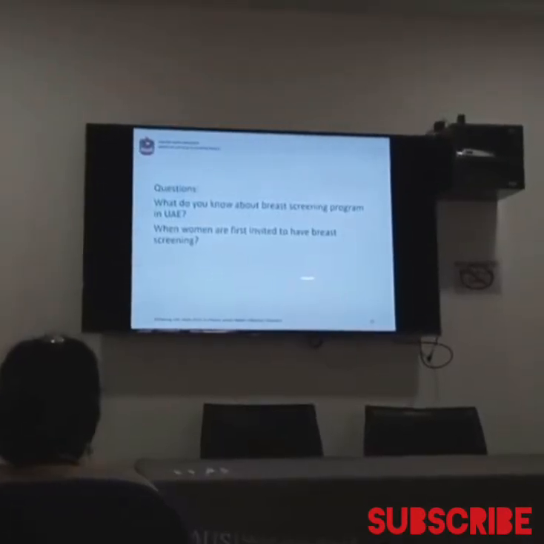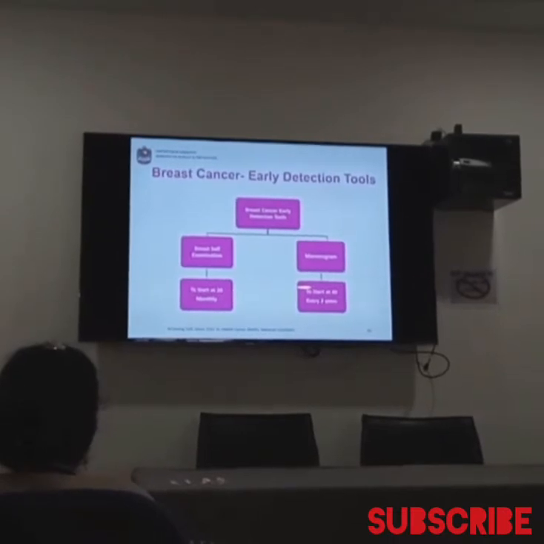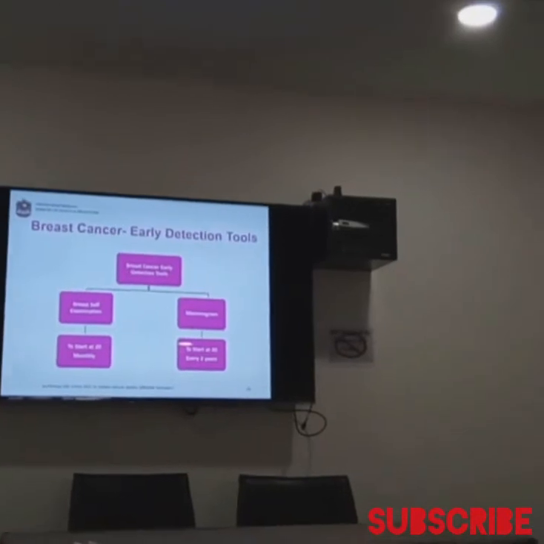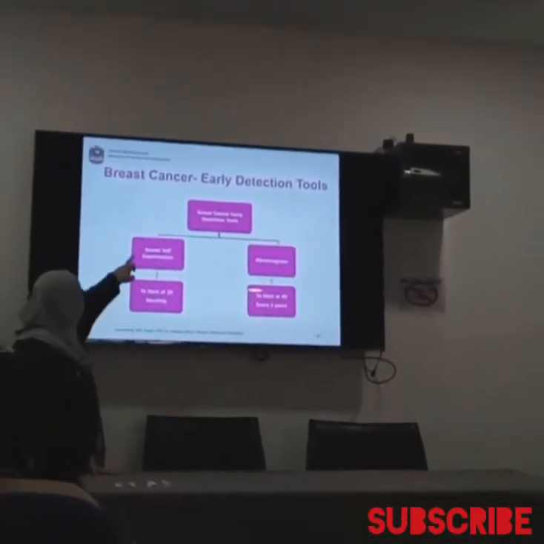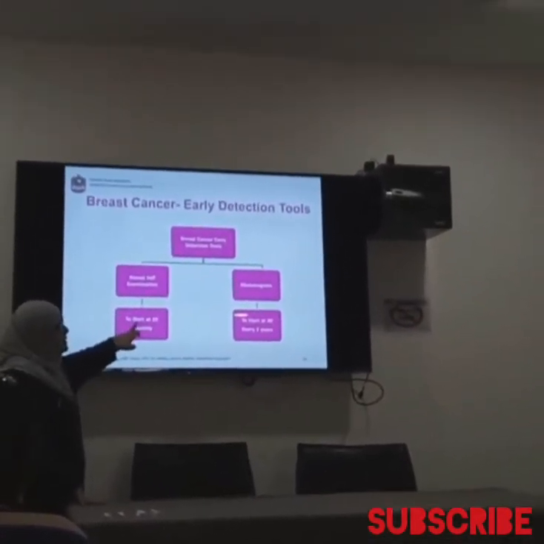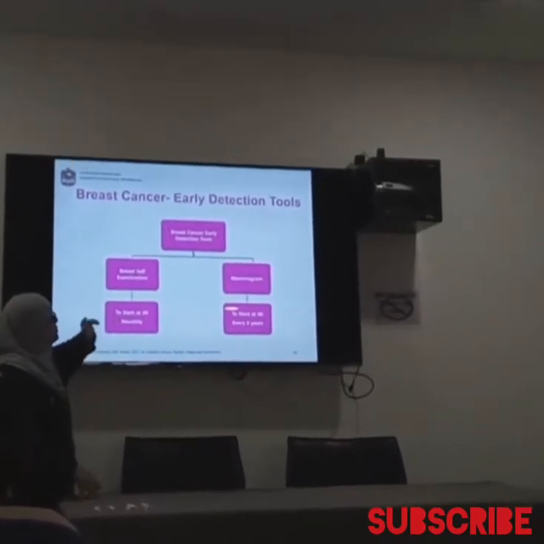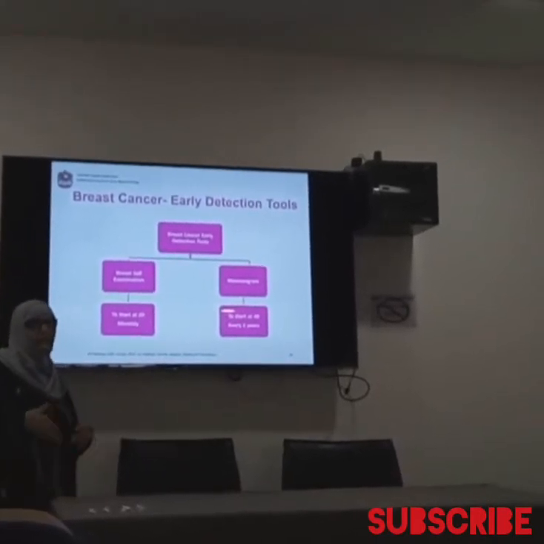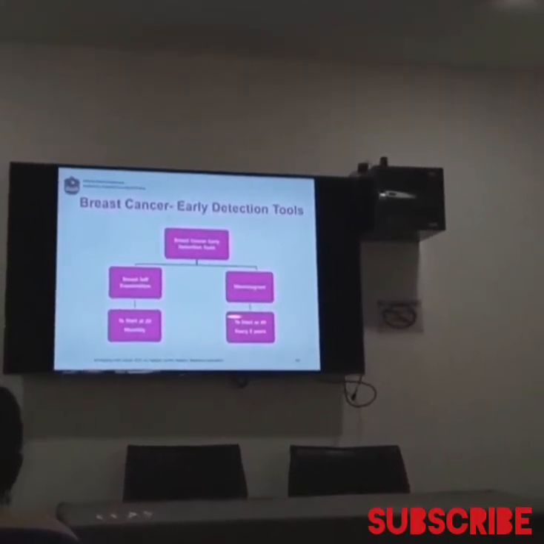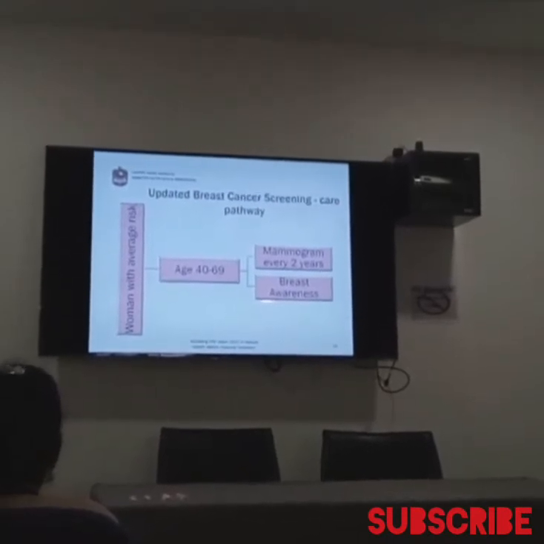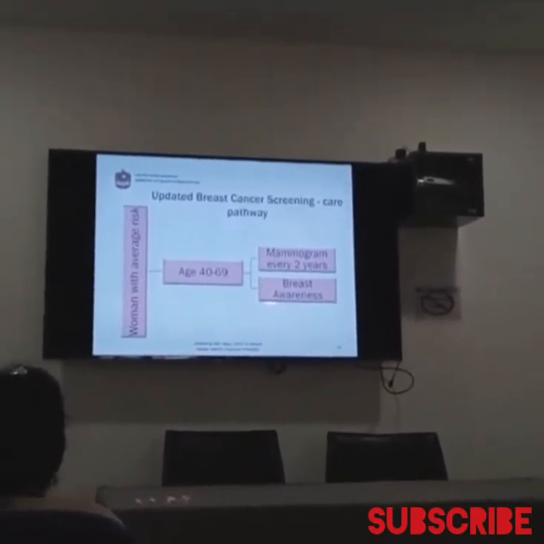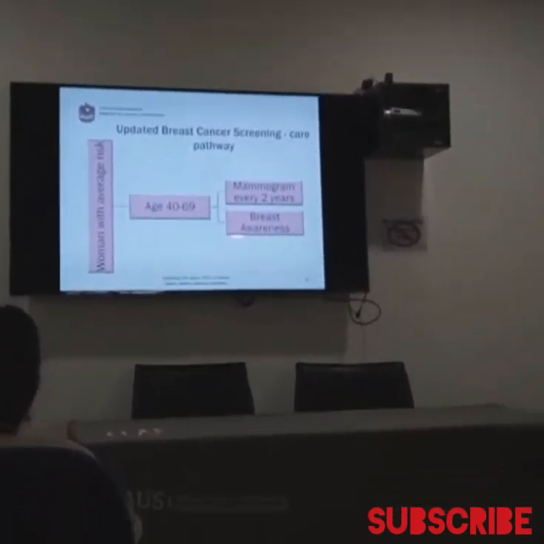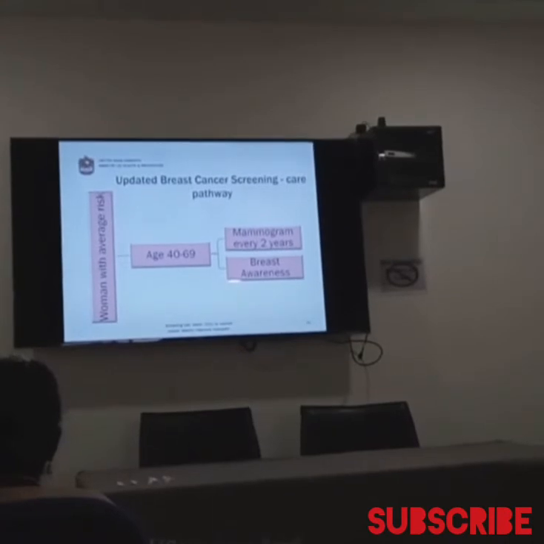So, what are the ways we can detect breast cancer early? Start at 20 years with breast self-examination, which has to be done monthly. And then mammogram has to start at 40 and be done every 2 years. Here we have the screening care pathway in the UAE, ages 40 to 69. You have to do a mammogram every 2 years.